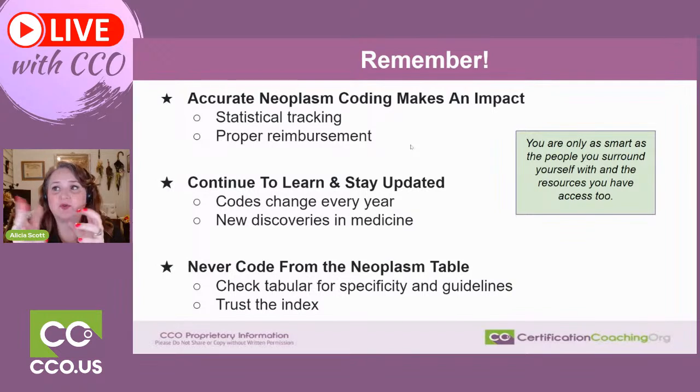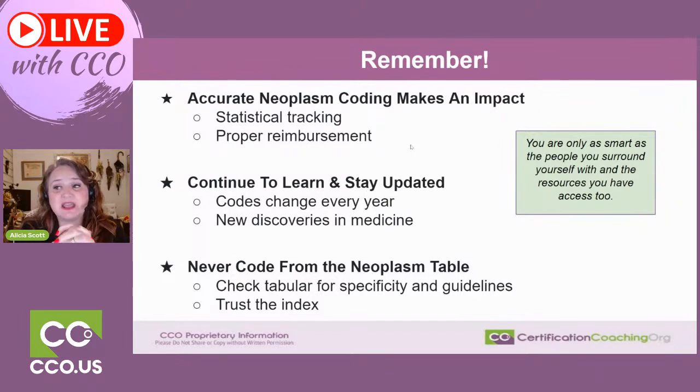So it's twofold. Statistical tracking to me is more important, and also statistical tracking just for your department. How many people have cancer that you're treating? If you have a high number of cancer patients, then you may need an oncologist close by. And if you're in a rural area, then it's important that your patients know where they can get the resources from an oncologist and so on and so forth.